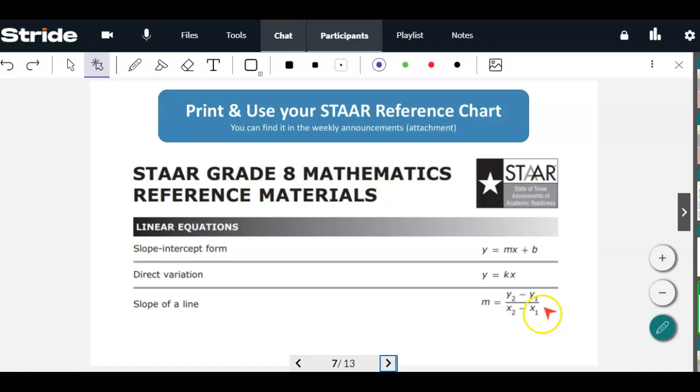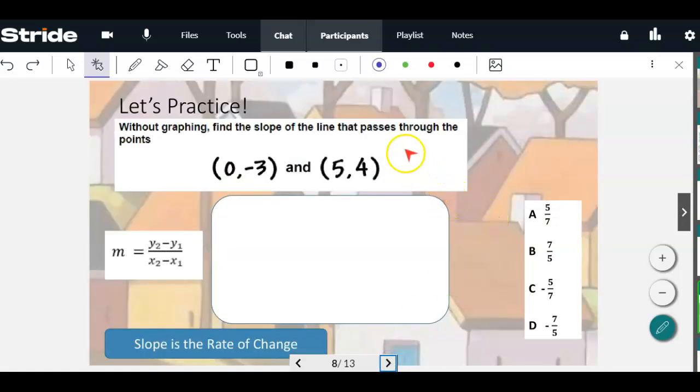So here's slope of a line. It's right there on the reference chart, the formula. Okay, M stands for slope, and this is what she said: the change in y over the change in x. Difference in two y coordinates over the difference in two x coordinates. All right, so let's see how that's done. So here's 2 points that go through a line. So all we're going to have to do is to substitute in our numbers.